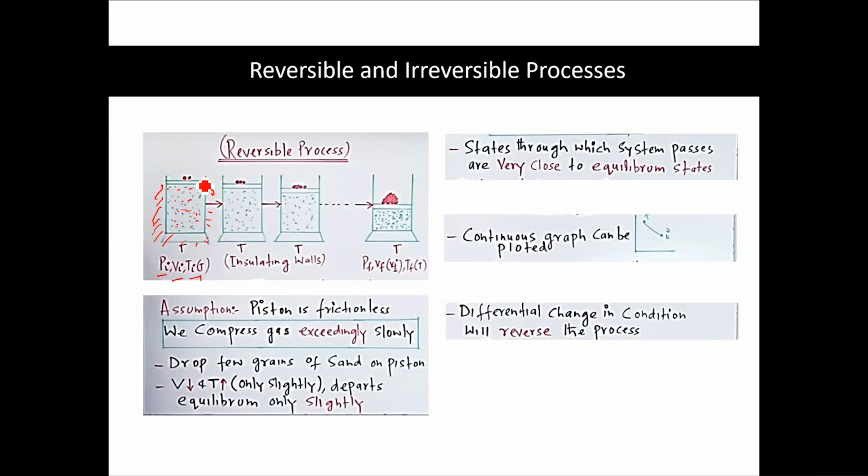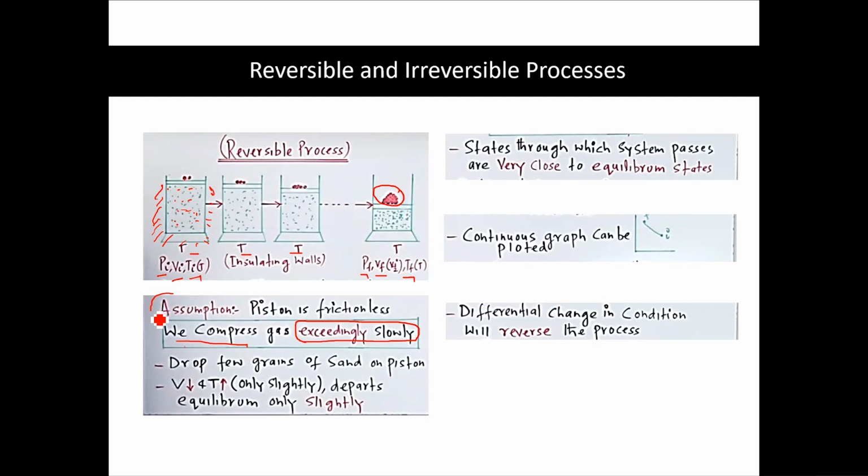You start putting grains of sand on top of the piston one by one. Since the system is adiabatic, there is no heat transfer. The system gets compressed from the initial state to the final state, PF, VF, and TF, and you have a number of grains present on top of it. But you have compressed the gas exceedingly slowly. When you are doing so, you are basically making the system move in an equilibrium manner.